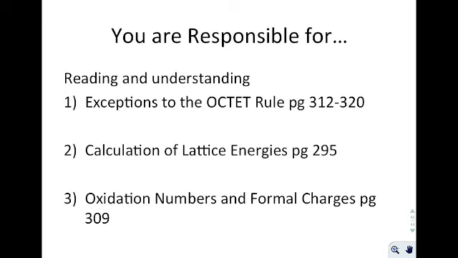Alright, you should also be responsible for looking up the exceptions to the octet rule from page 312. You should be able to calculate the lattice energy formation on page 295 and the oxidation numbers and formal charge relationship on page 309. So reference your textbook for those and ask any questions that you have in class.